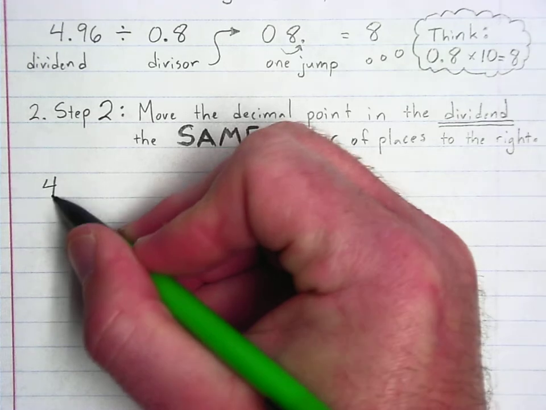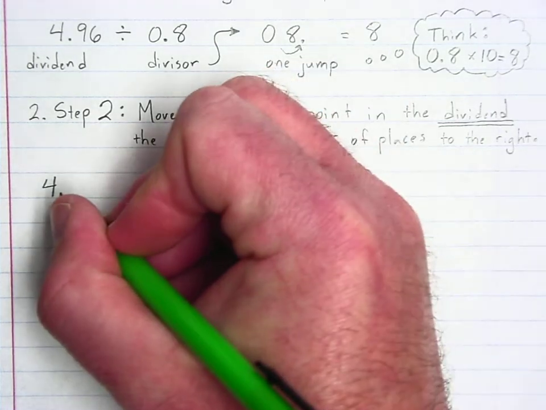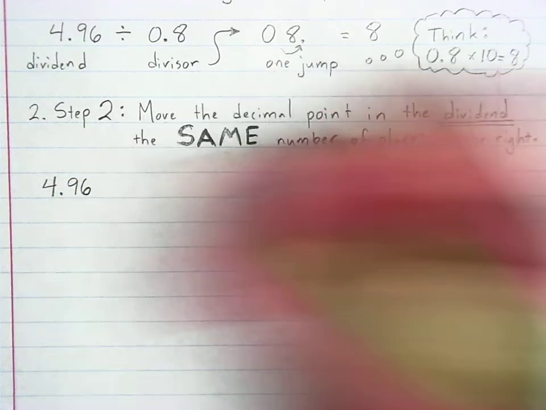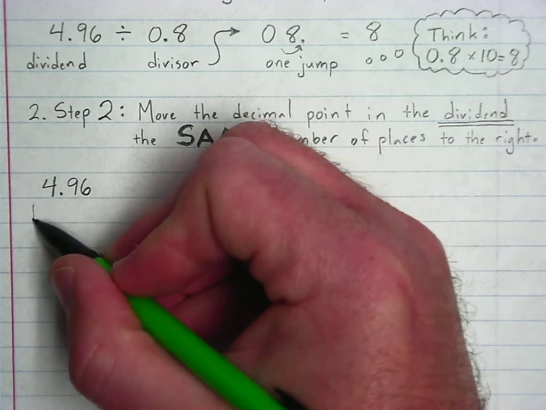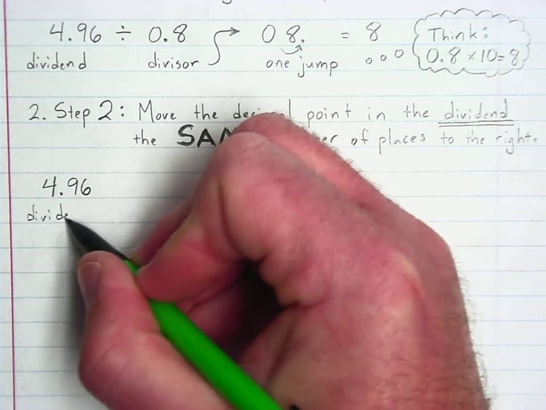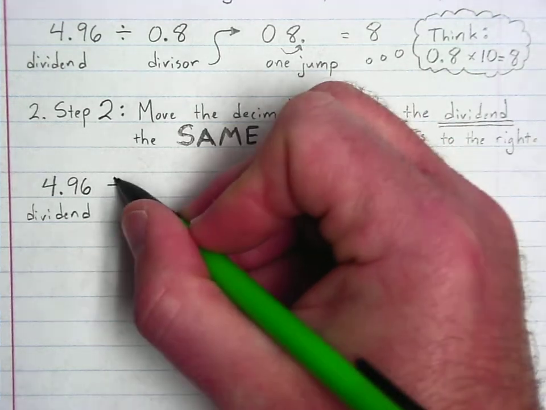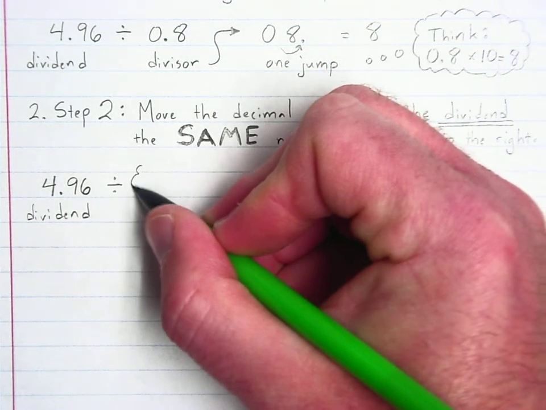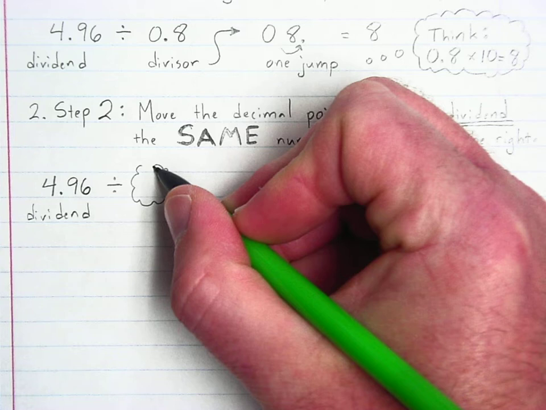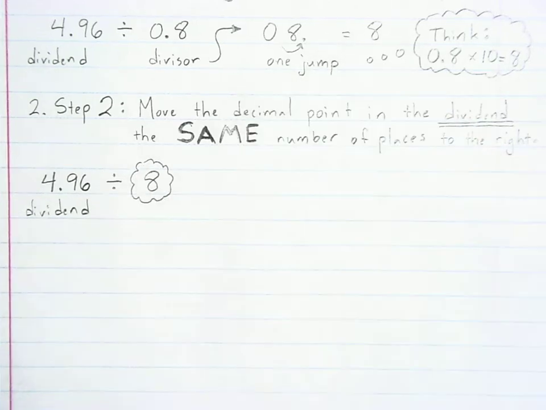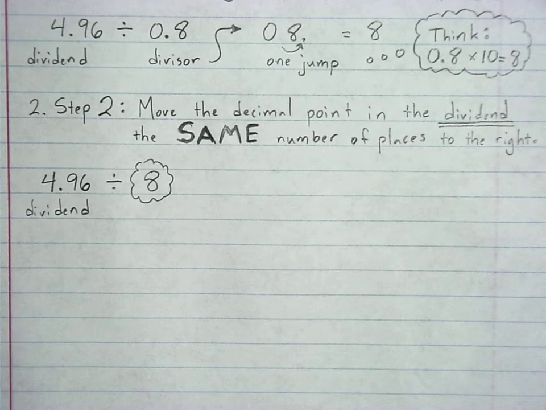So going back to the original problem, 4 and 96/100ths, we talked about this is our dividend. This is what we're breaking up into parts. We are going to be dividing it by, now, we turned it into 8 using our magical powers of multiplication. So that's what I'll write here for the divisor.